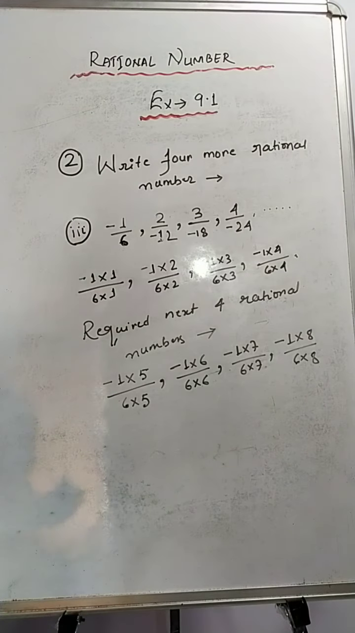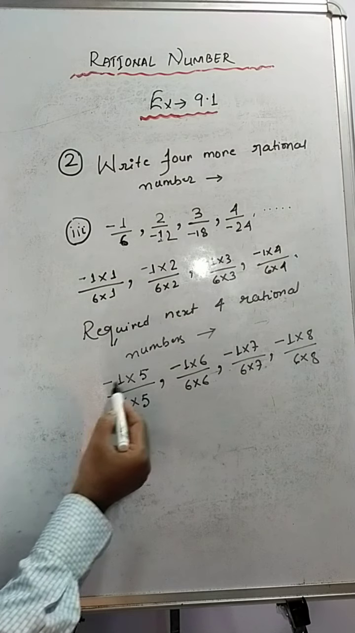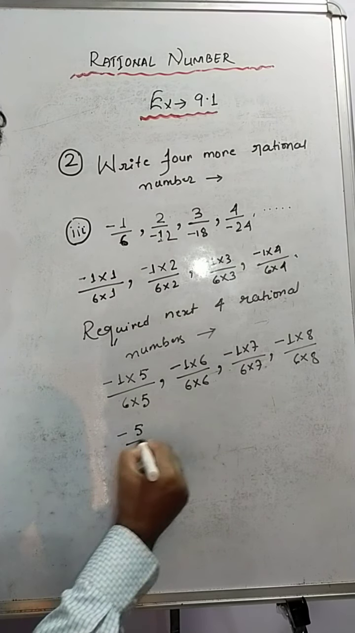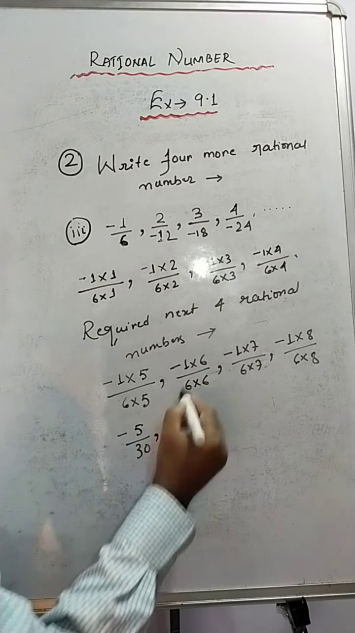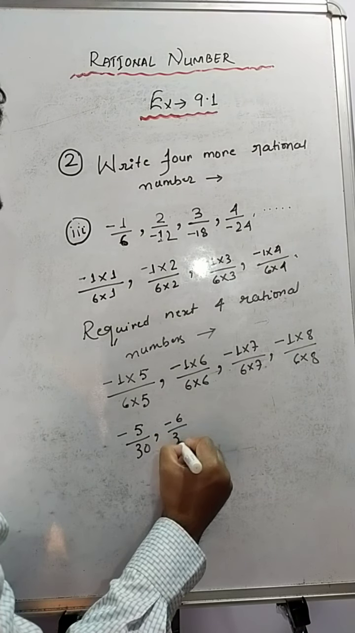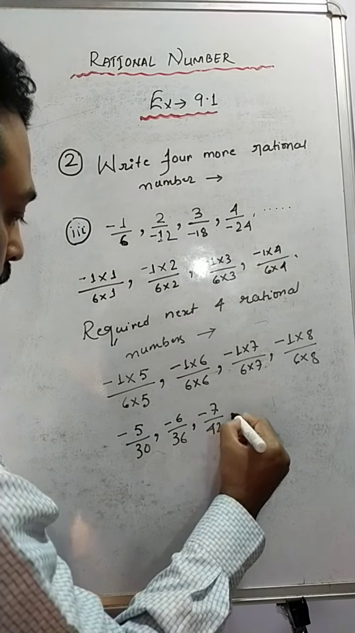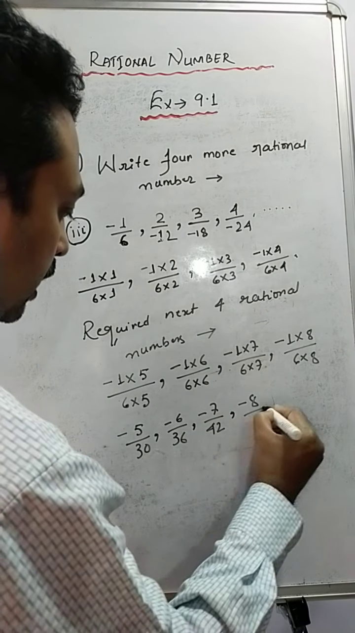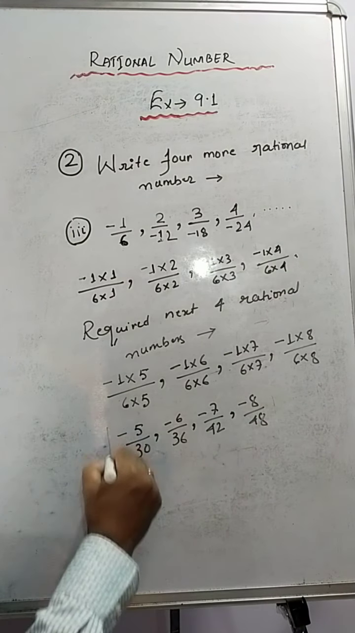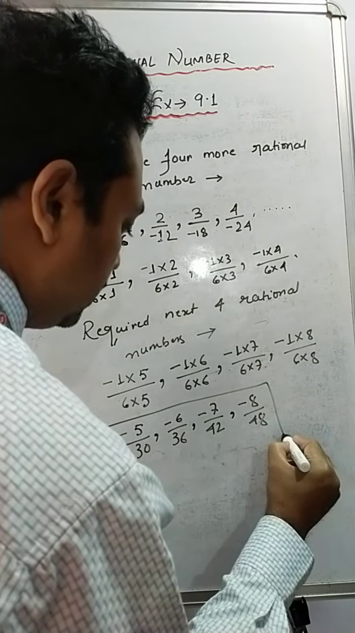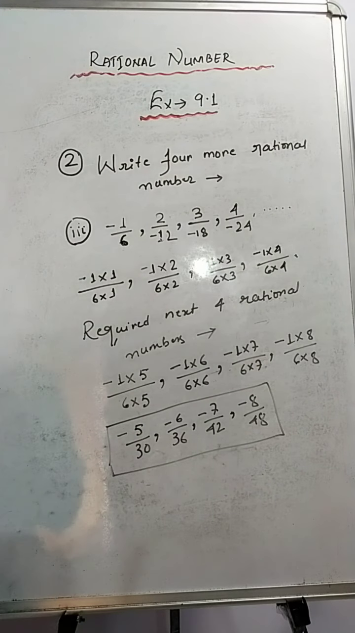As easy as this. All the numbers are carrying the same type of sequence. Okay, so minus 1 into 5 would be minus 5 upon 30. Now this would be minus 6 upon 36. Minus 7 upon 42. Then minus 8 upon 48. So these are the next 4 rational numbers. Fine. Sum number 4 would be your homework.